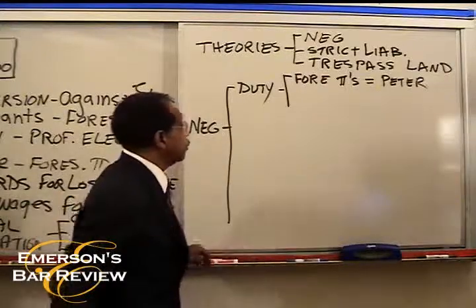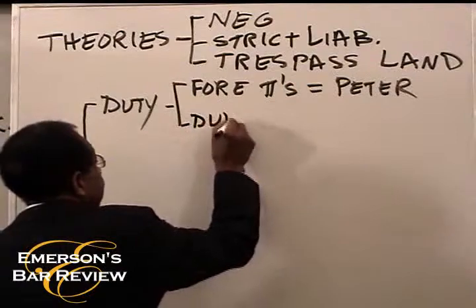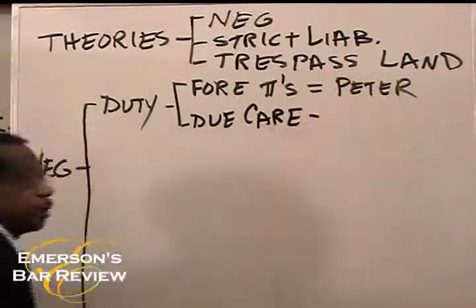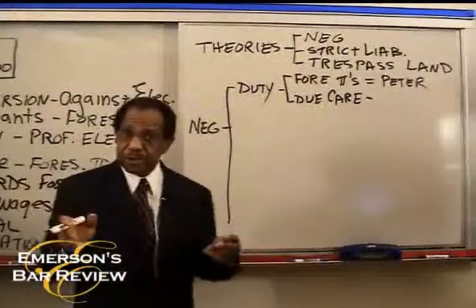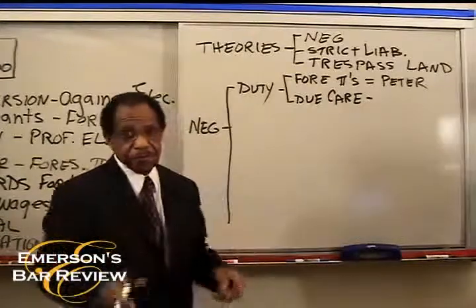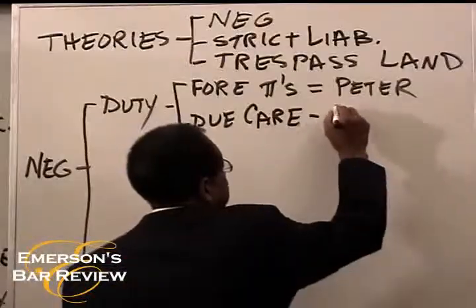Now, what duty is owed to these foreseeable plaintiffs? Well, you normally owe due care, but in this case, it's going to be the due care that a professional electrician would owe, because Dan is up on the pole doing professional electrician work. So he owes the due care of a professional electrician.